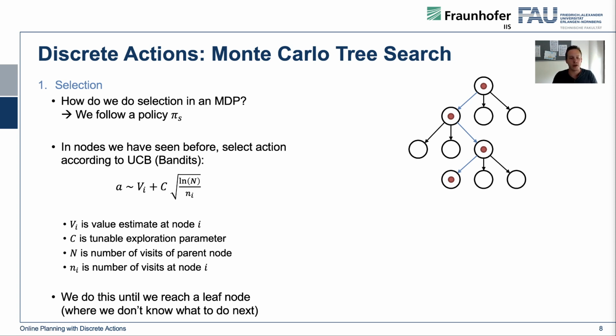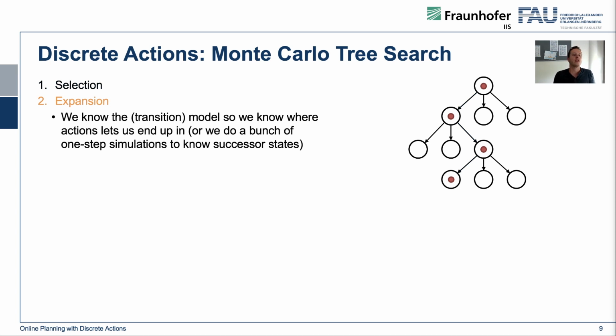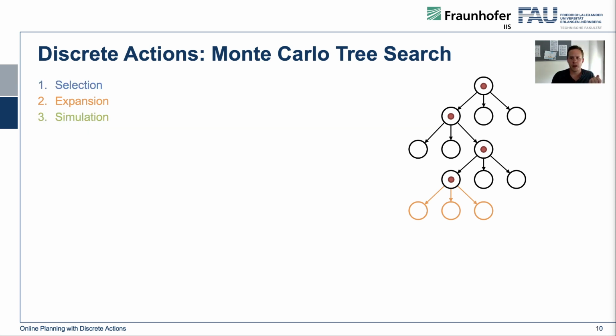And as you might already remember, we expand. So as we know the transition model, we also know where actions lets us end up in, or we do a bunch of one-step simulation to actually get knowledge about it. But just assume that we know it. Then we can enumerate all the successor states given the actions that we can take. So this is the expansion step. It's rather trivial, right? The next step is the simulation step.